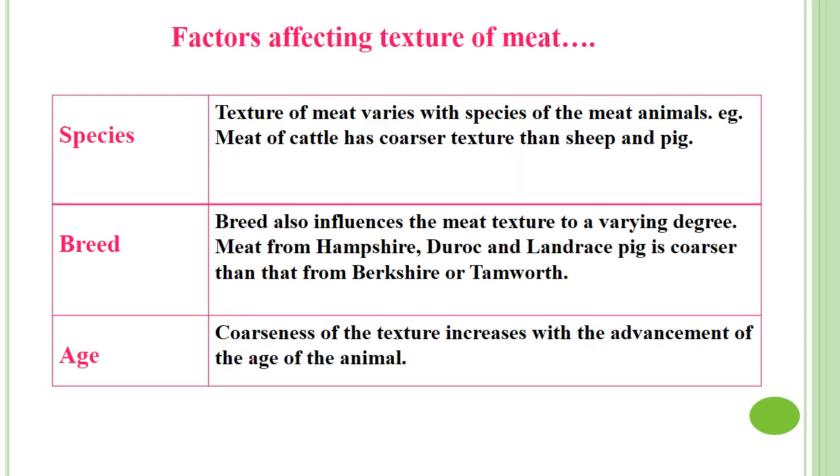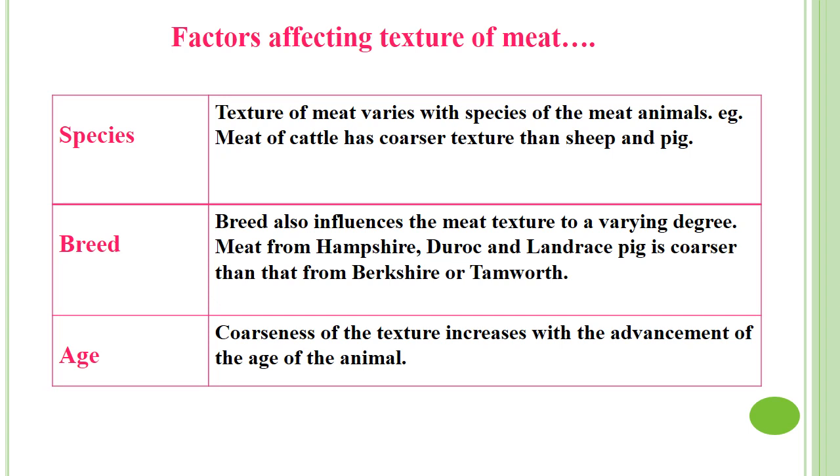Now we will discuss briefly different factors affecting the texture of meat. The first one is the species. Texture of meat varies with species of the meat animal. That is, meat of cattle has coarser texture than meat of sheep or pig. So it is the difference. In case of cattle or the beef, the texture will be more coarse, whereas in case of mutton or pork, the texture is not so coarse.